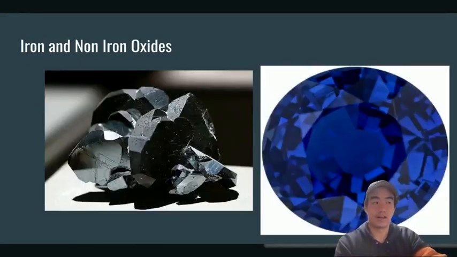And some of the most common iron oxides are hematite on the left, and then we have a very common one in jewelry, which is sapphire, which is a non-iron oxide on the right.